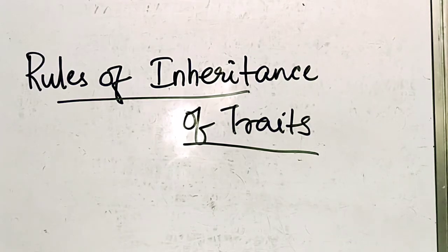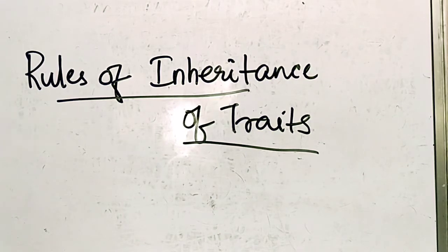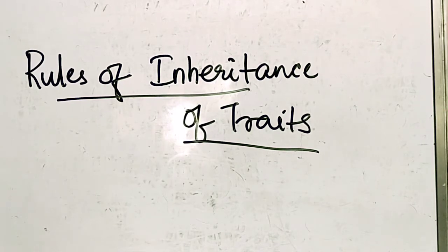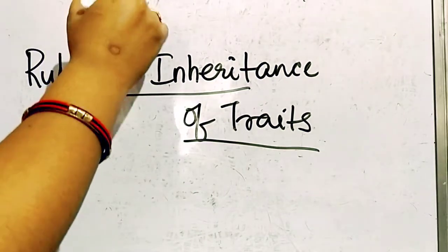Morning everyone. So today we are going to continue with the heredity and evolution chapter. I have already started the chapter and we have already discussed what is inheritance, what is heredity, what are inherited traits and all these things. Today we are going to start the next topic, which is rules of inheritance of traits, and these rules of inheritance of traits were framed by Mendel.